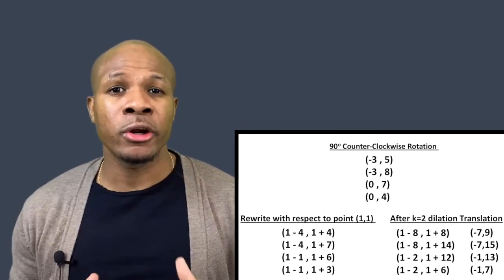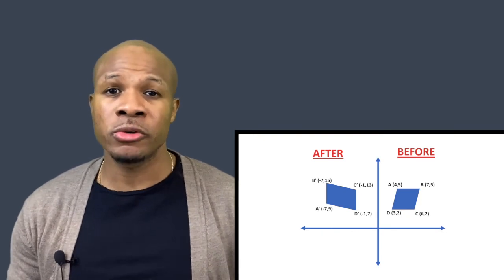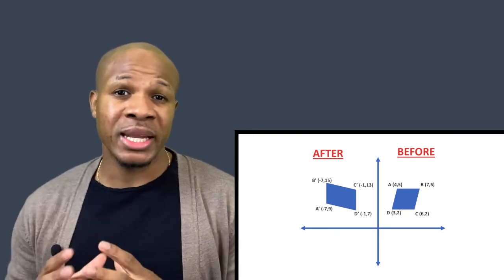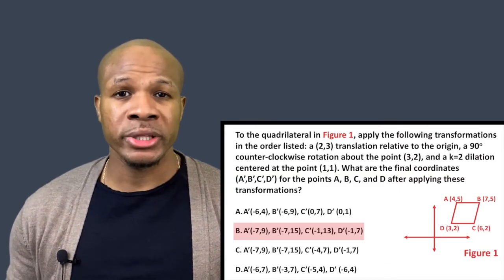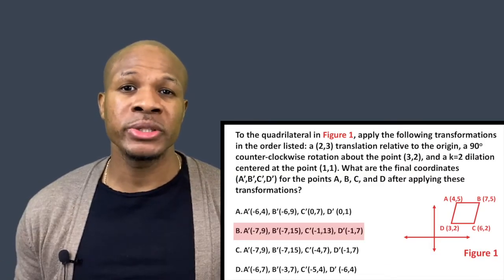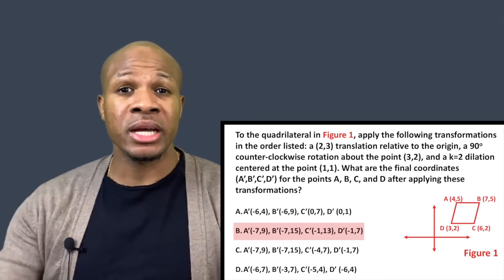And we can see that after all these transformations, our object was rotated into the second quadrant and expanded. So this is the before and after. And when we go ahead and take a look at all the answer choices, we see that the correct answer is answer choice B. All right, and that's how you do these problems.